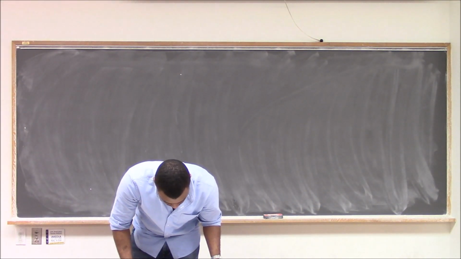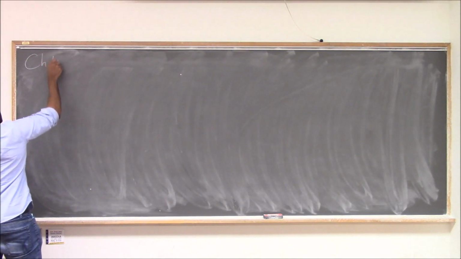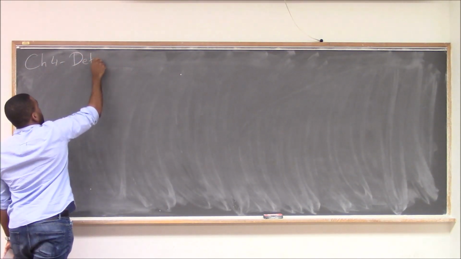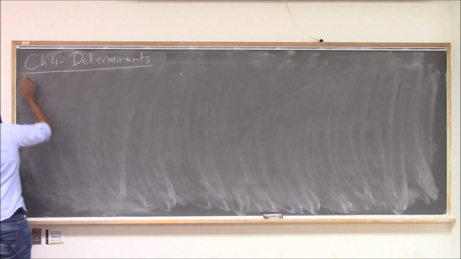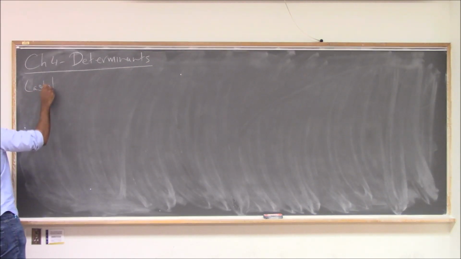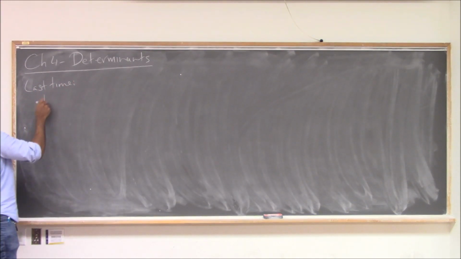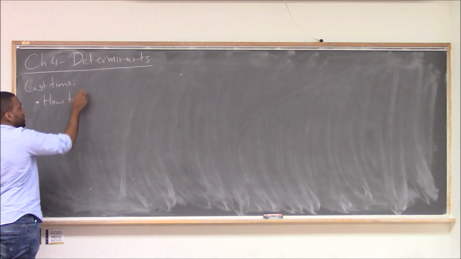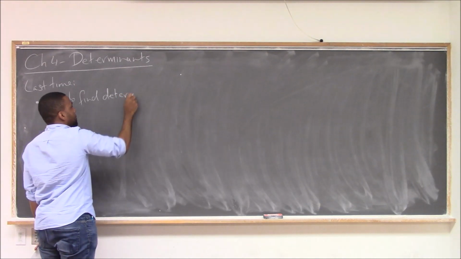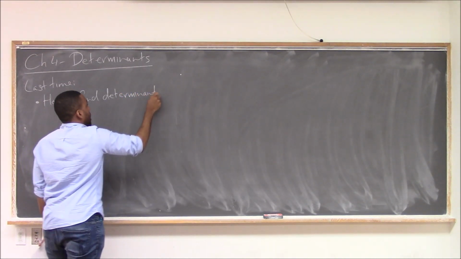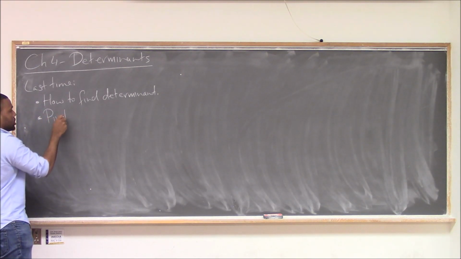So we are still in chapter 4, determinants. And last time, we figured out how to find the determinant and what it means. And last time, we also looked at what we call pivotal condensation.